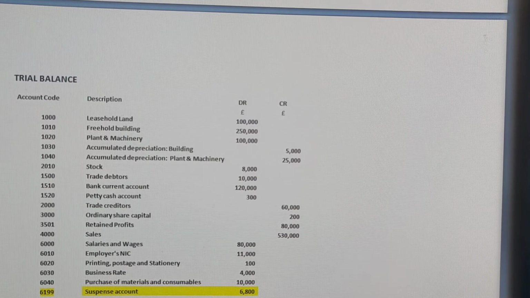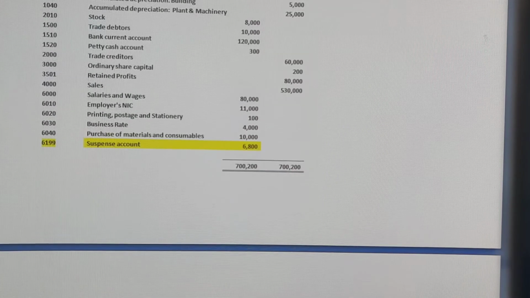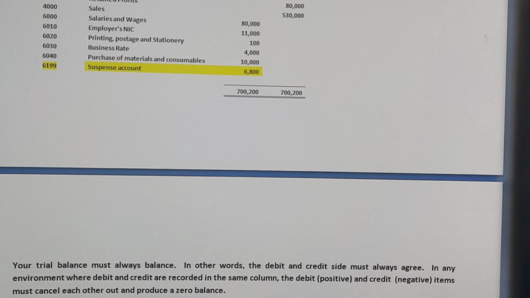Now, your trial balance must always balance. Whenever you post transactions, you must always obey the rules of double entry bookkeeping. Remember what I said earlier on? For every debit entry, there must be a corresponding credit entry, and vice versa. That is why when you are posting transactions, you may be stuck sometimes. You may not know what to do with a transaction, which is what the suspense account is all about. So, I'll come back to the suspense account later.